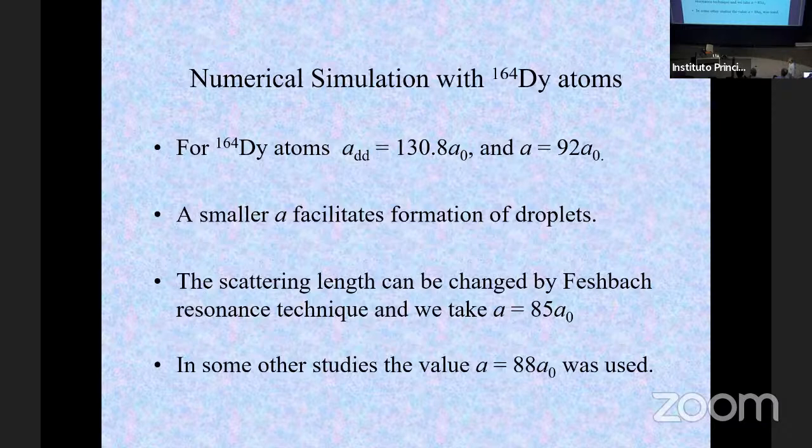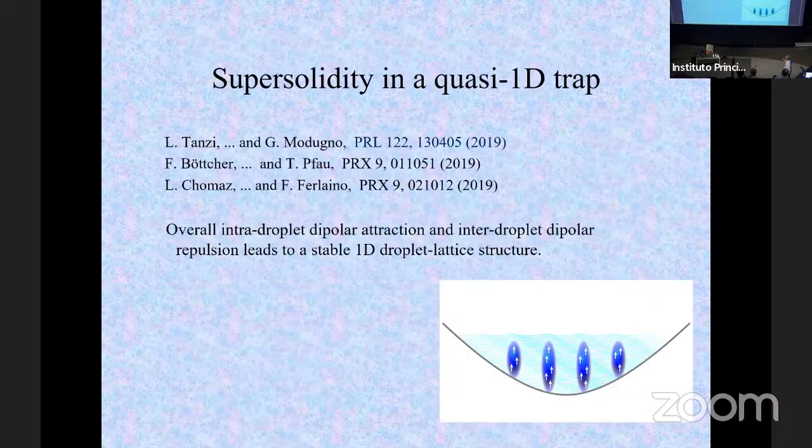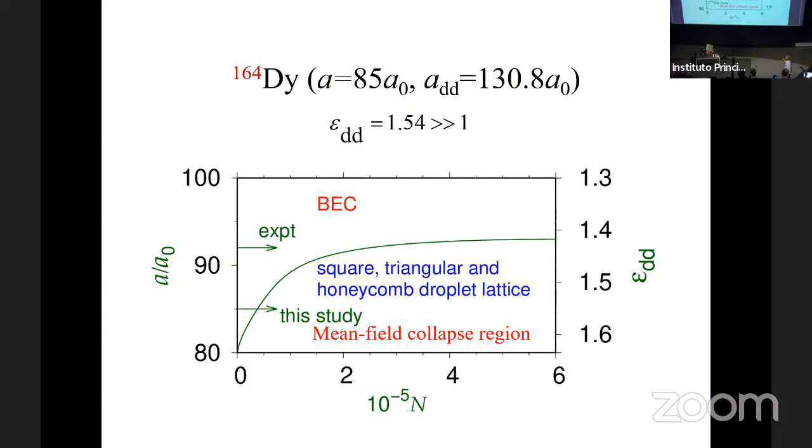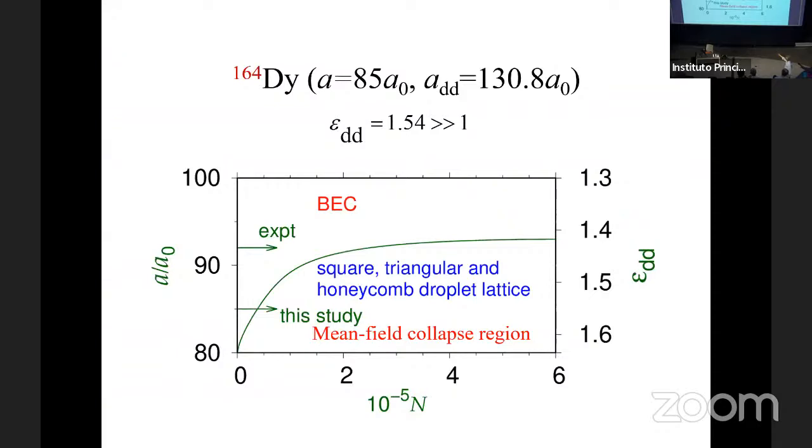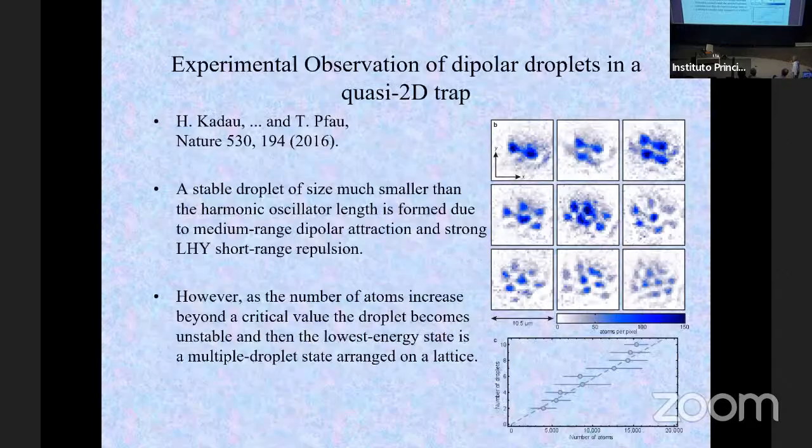So I'll be talking about the 2D trap mostly, a numerical simulation with dysprosium atoms. a_dd is this, and a experimentally is this. A smaller a facilitates the formation of droplets. You have seen that the collapse region in that figure is down below. The experiment marginally touches the collapse region, so it will be better to keep it where it goes well into the collapse region.